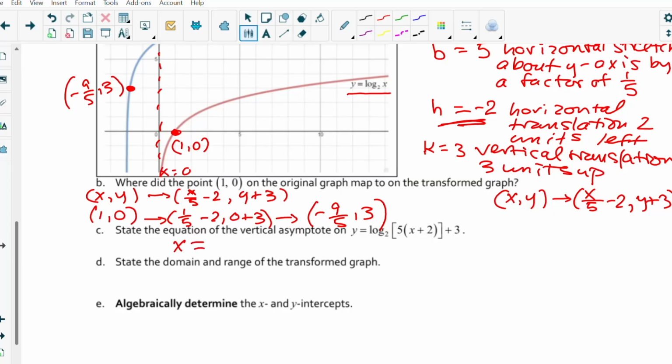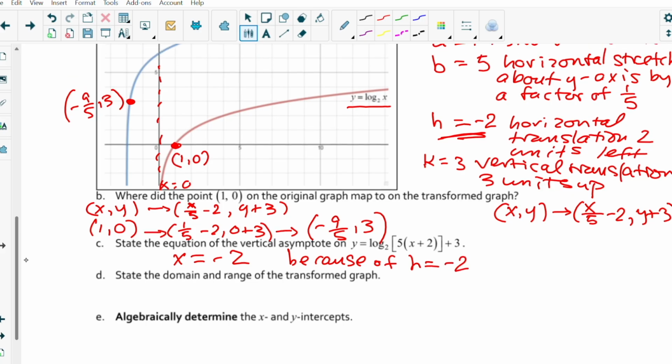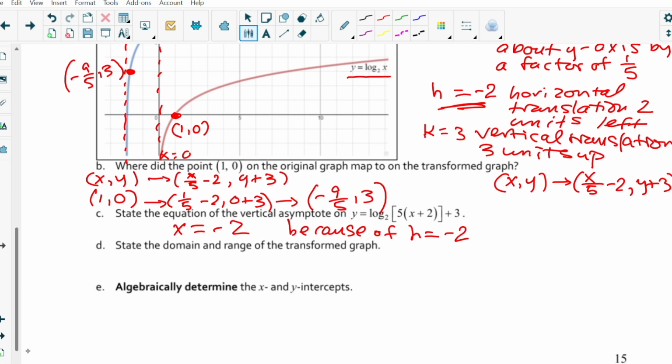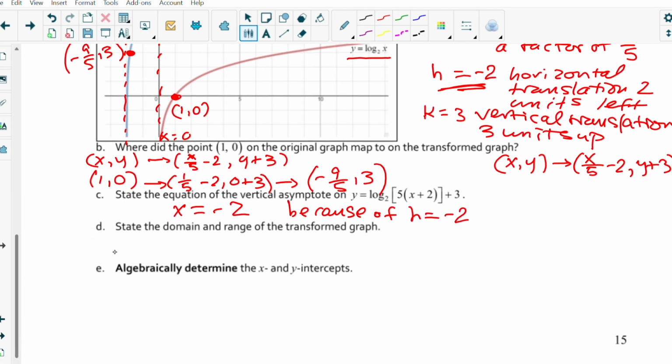So the vertical asymptote for this transformed function is x equals negative 2, because the h value equals negative 2. Okay, state the domain and range of the transformed graph.